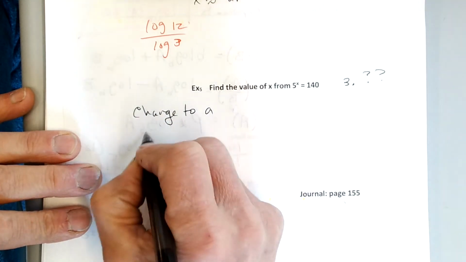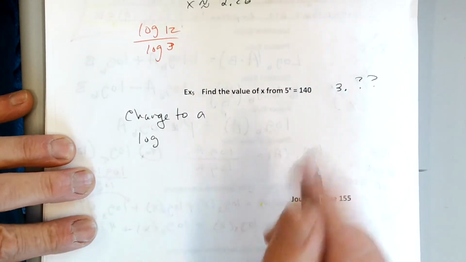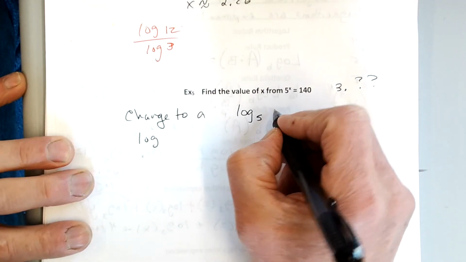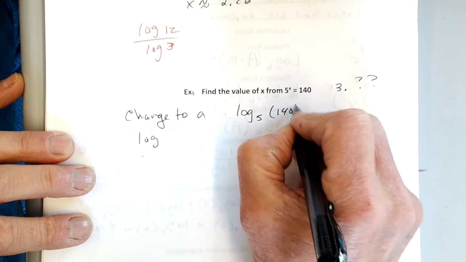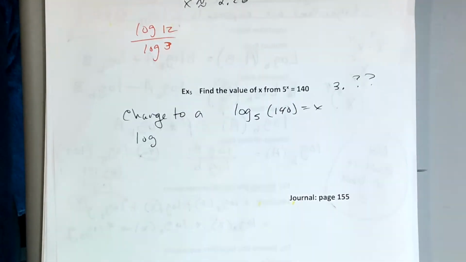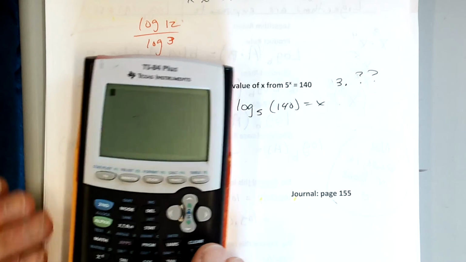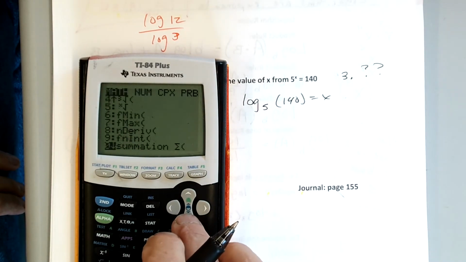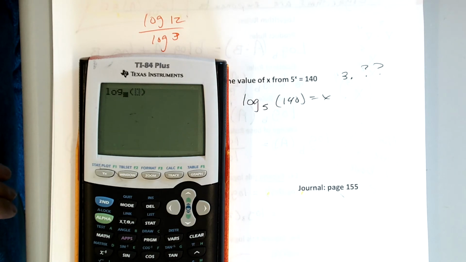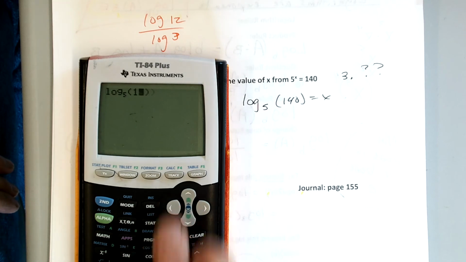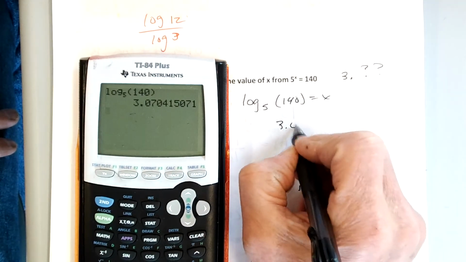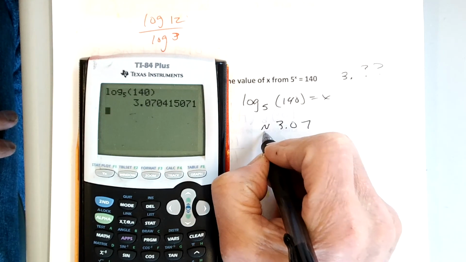All right, so we'll rewrite as a log. We'll go log base 5 of 140 equals my answer. So again, lucky me, I have a fancy calculator. I'm just going to go to my math button. Log base 5 of 140. I get an answer of about 3.07. Okay, 3.07 approximately equal to.